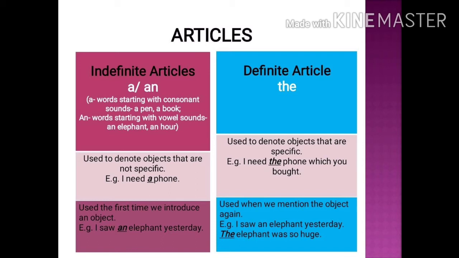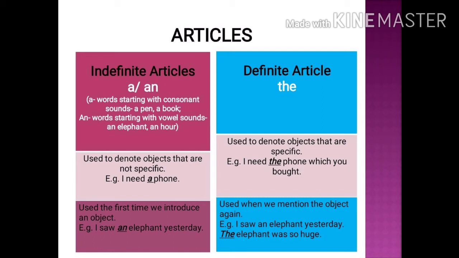When I say I need the phone which you bought, I am particular about the phone which you bought. I want that. I don't want any other phone but the phone which you bought. So, definite article the is used to denote particularity. So, what's the next difference between indefinite articles and definite article?